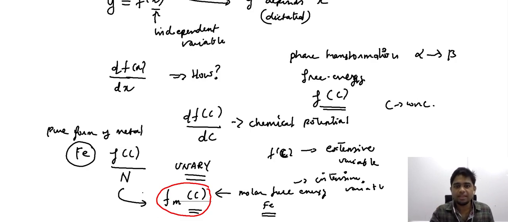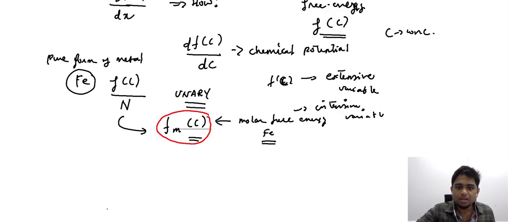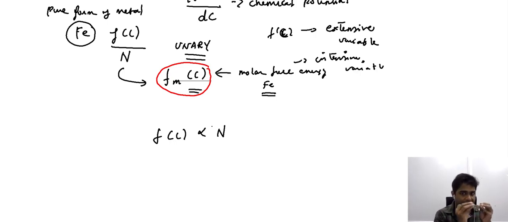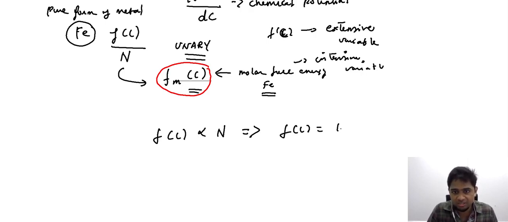So essentially what we have here is a linear relation between the free energy of a unary system and the number of particles that are associated with the system. A unary system comprises identical particles, identical atoms. In such a case, when you want to remove this proportionality relation, we can introduce a proportionality constant, say k.